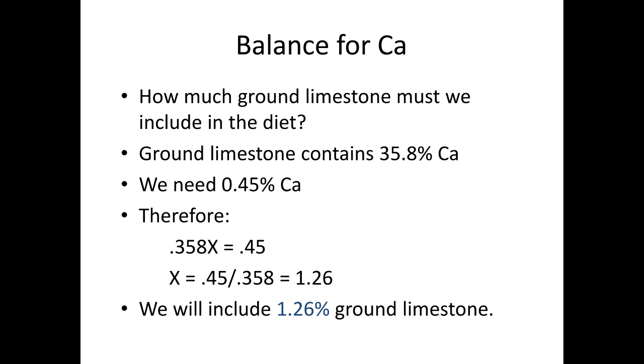Okay, so remember, we had two ingredients available to us that supplied minerals, the limestone and the defluorinated phosphate. The defluorinated phosphate contains both calcium and phosphorus. Because we've already met our requirement for phosphorus in the diet, it really doesn't make a whole lot of sense to use the defluorinated phosphate. It's better to use the ingredient that supplies only the calcium. If we use the defluorinated phosphate, we'd not only be adding the calcium into the diet, we'd be adding more phosphorus. And like I said, we've already met our phosphorus requirement. Okay, so we use ground limestone.